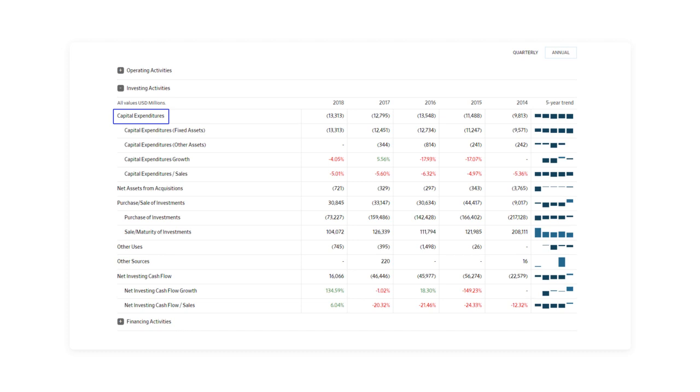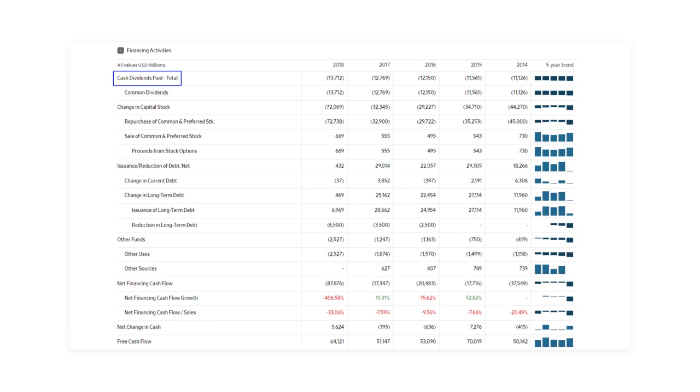This type of financial cost is incurred by the company to maintain or increase the volume of its activities. Purchase-sale of investments is the sum of expenses on investments and income from the sale of previously made investments. Net investing cash flow takes into account all income and expenses from investment activities.